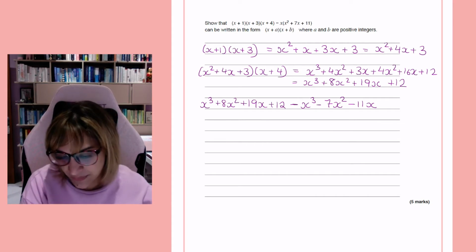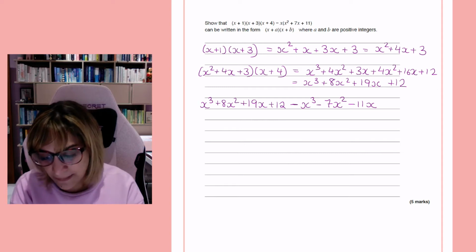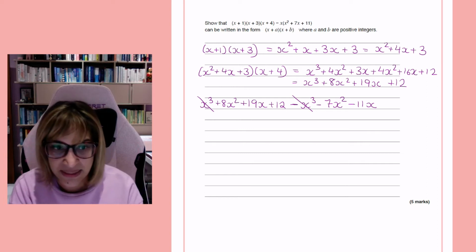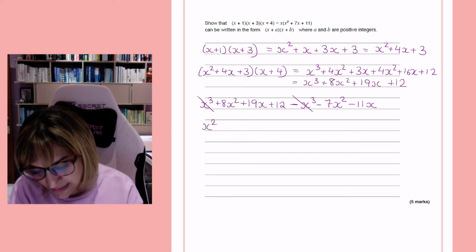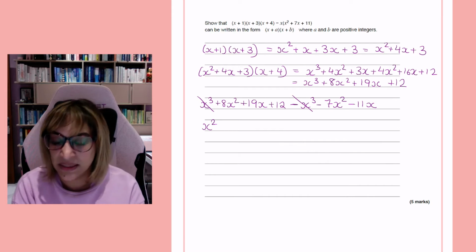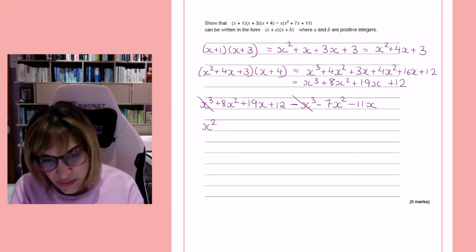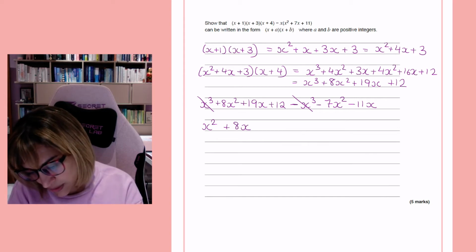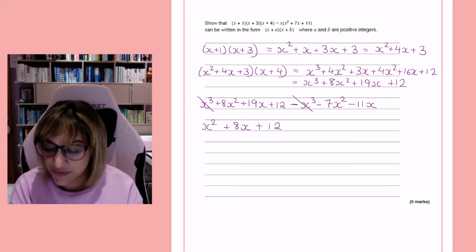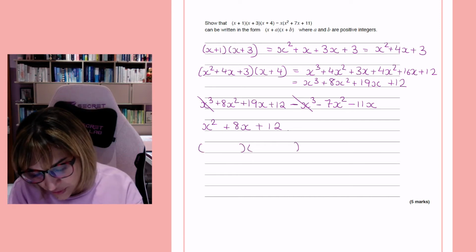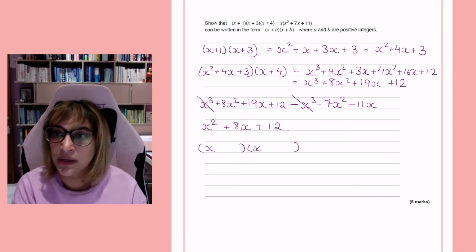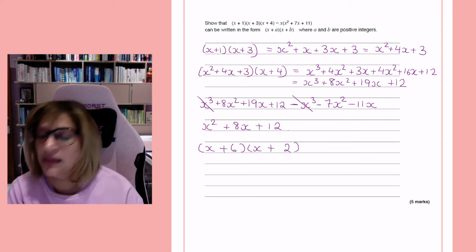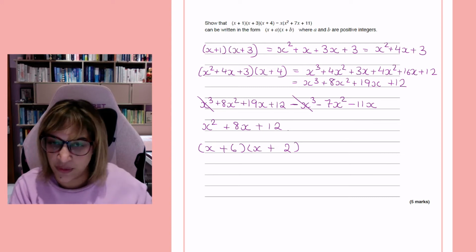Because if you're going to go wrong on this, the likelihood is that you would go wrong when you're opening out that expression. So we've got x cubed minus x cubed, so that disappears. 8x squared minus 7x squared, leaving us with x squared. 19x minus 11x, leaving us with plus 8x. And then we've got 12. We want to be able to factorize that. So I'm looking for factors of 12 which add up to 8, which is 6 and 2. So there's our first expanding triple brackets.